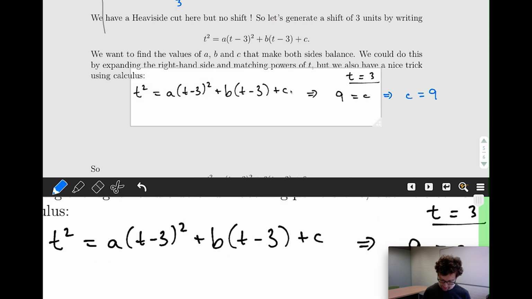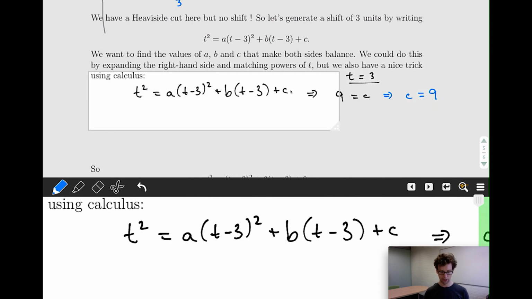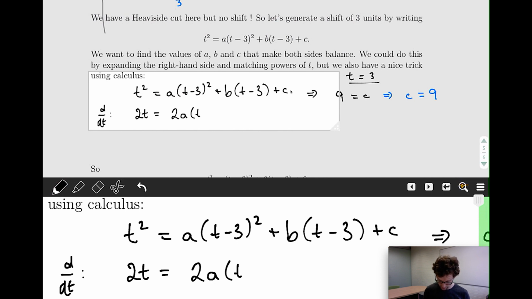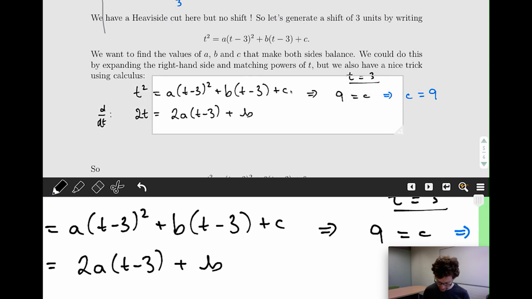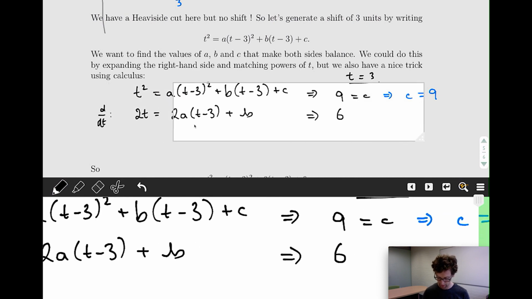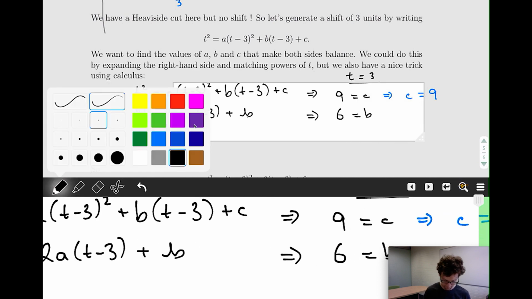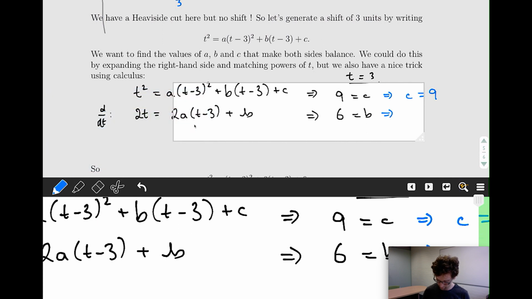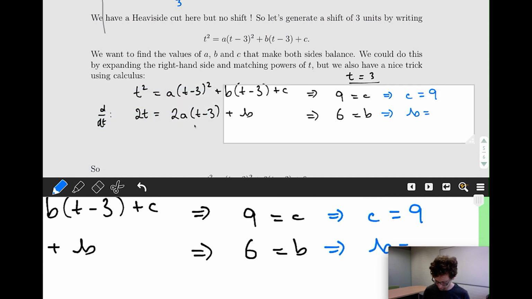Okay, next step. Let's take this expression and take the derivative of it with respect to t on both sides. So I'm taking d dt of both sides of this expression. That's going to give me 2t is equal to, using the chain rule, 2a (t minus 3) plus b. Once again, I'm going to set t equal to 3, and the left-hand side is going to give me 2 times 3, which is equal to 6. T equal to 3 kills off this term but leaves behind b, and that tells me what b is. So b is equal to 6.